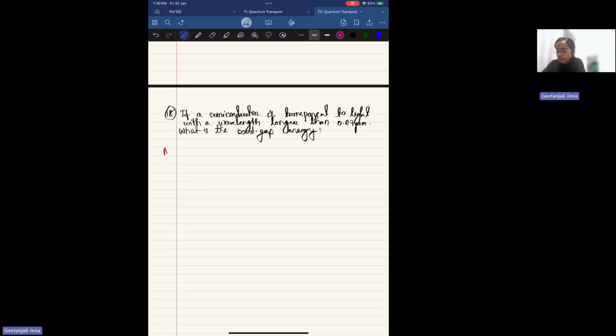Okay. Question number 18. It's given a semiconductor is transparent to light with a wavelength longer than 0.87 micrometer. What is the band gap energy for this case? Let me give you some time. Please go through the parameters and calculate what will be the band gap energy.